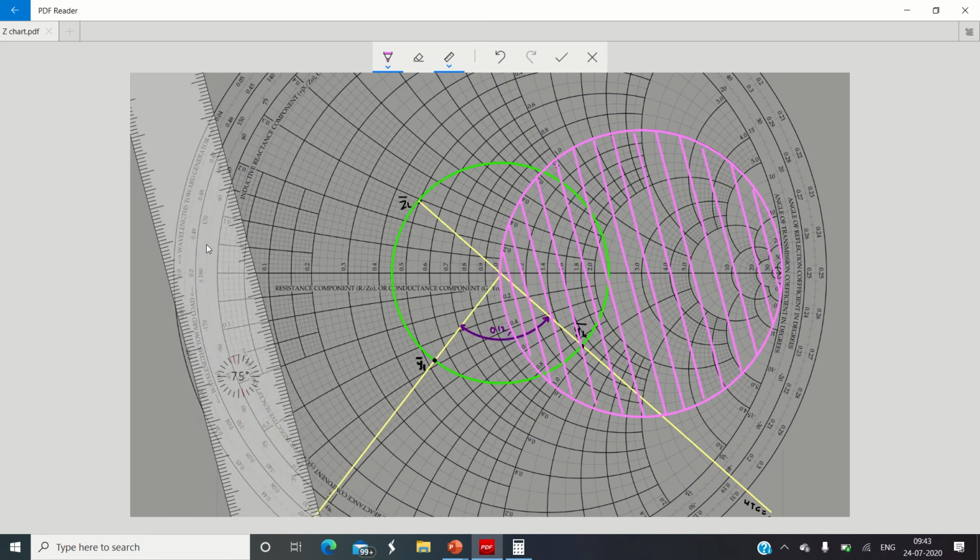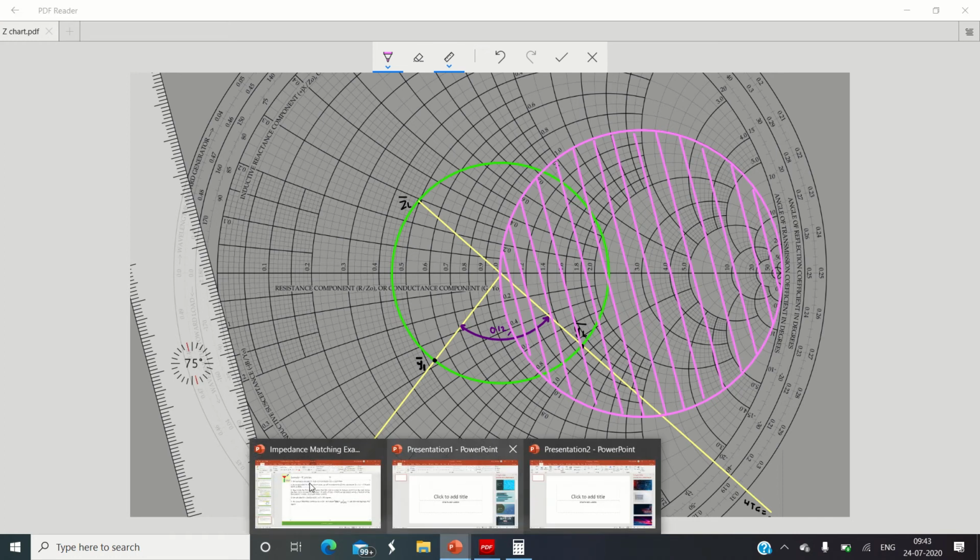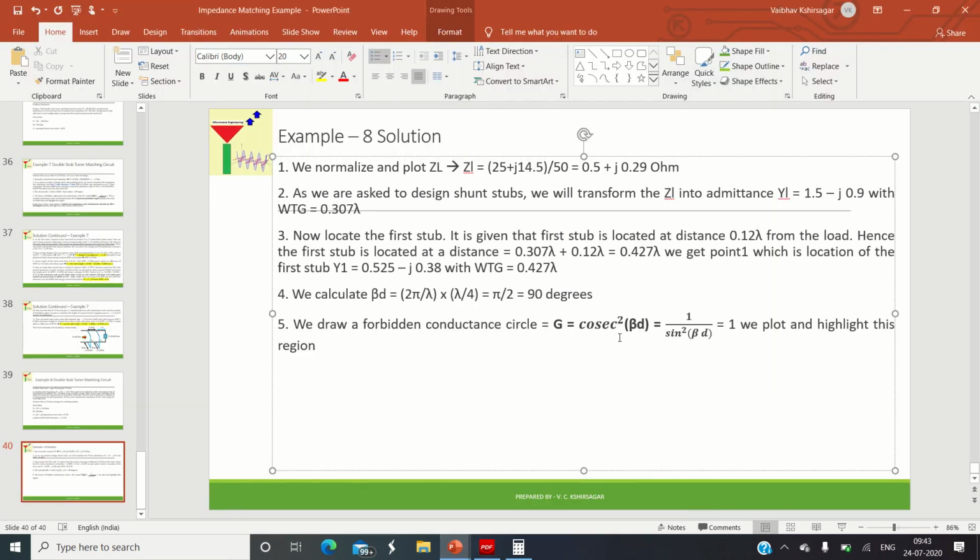What I have drawn here, the highlighted circle in pink color, which I have marked with a hash pattern, represents the forbidden circle or forbidden region, which is given by the conductance circle using this equation: G is equal to cosec square beta d. So what is the next step? The next step is to draw the tuner circle.